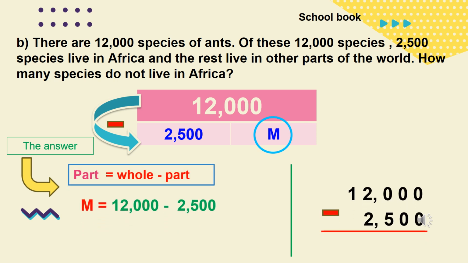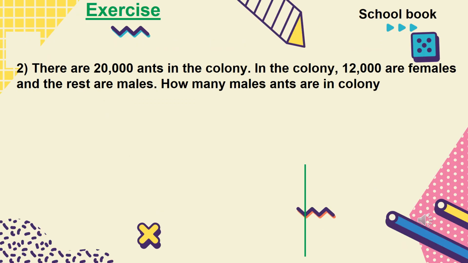We need to get the variable m by using our rule, part equals whole minus part. We need to subtract now 12,000 minus 2,500. 0 minus 0 equals 0. 0 minus 0 equals 0. Then this 0 minus 5, we can't. We go to next door. Knock knock knock. 2 became 1 and this 0 now is 10. So 10 minus 5 equals 5. 1 minus 2, we can't. We go to next door. Knock knock. 1 became 0 and this 1 became 11. 11 minus 2, 9. So the value of m equals 9,500.